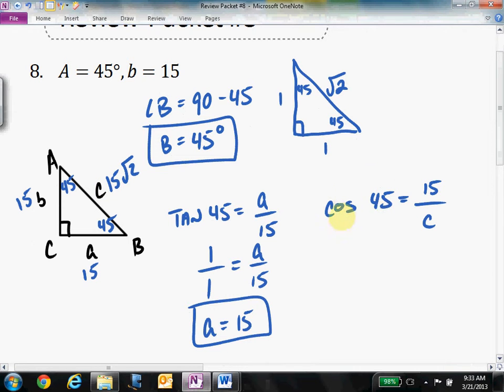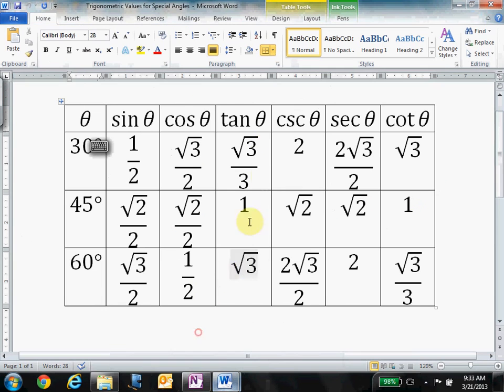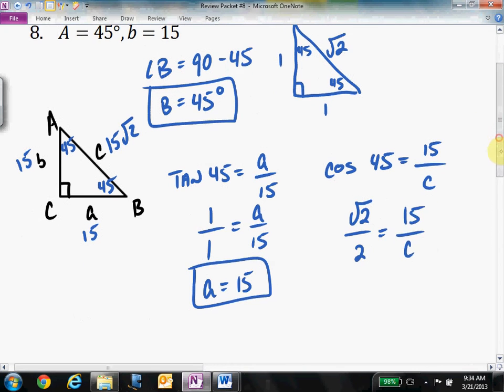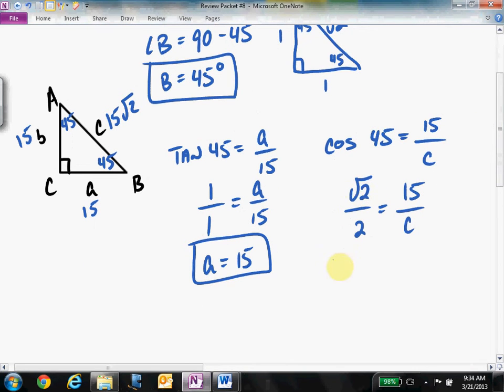So I need to replace cosine of 45 degrees with its exact value. If you don't know it, you need to refer to your chart. Look for cosine 45 degrees. The exact value is square root of 2 divided by 2. So I'm going to replace cosine of 45 with square root of 2 divided by 2. Set that equal to 15 divided by C. And I'm going to use cross multiplication here to solve. So C times the square root of 2. 2 times 15, well, that's 30. Oops, not 13. It's 30.